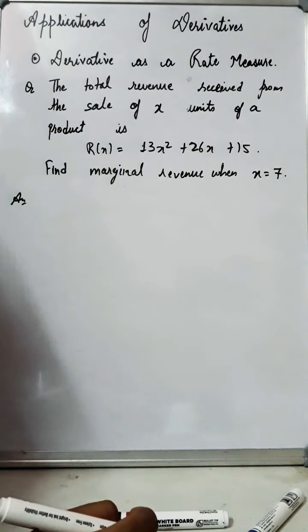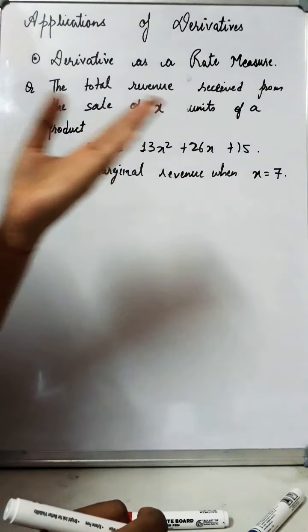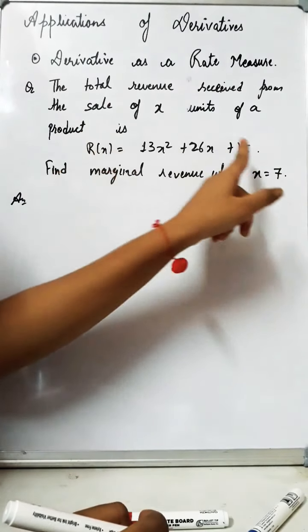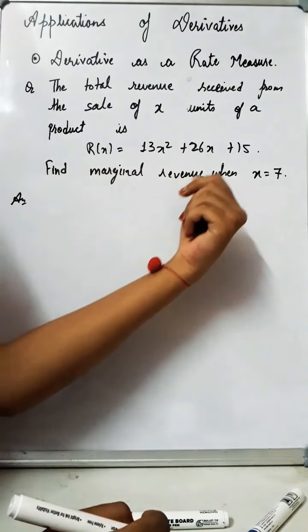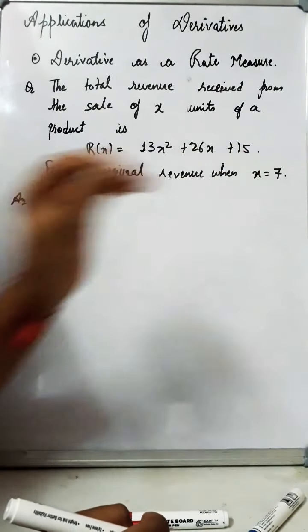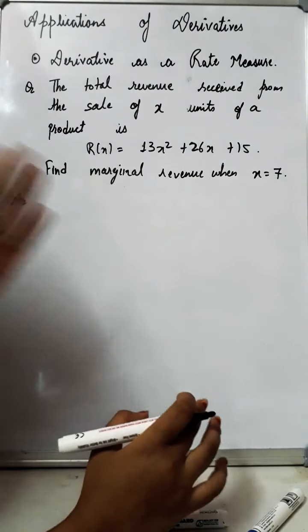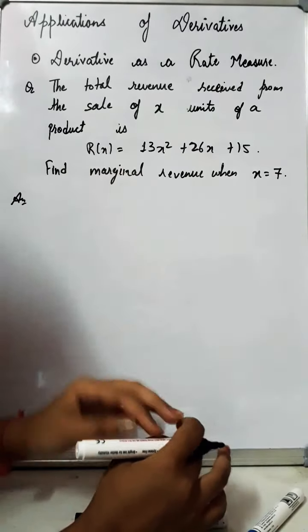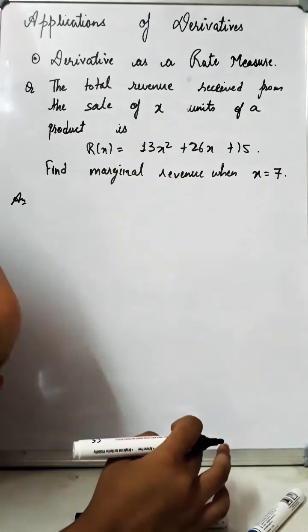All right. The total revenue received from the sale of x units of a product is this, and you have to find the marginal revenue when x is equal to 7. See, first of all, you have to read the question properly. The key is to read the question properly. You will yourself get an idea what you have to do in the question.